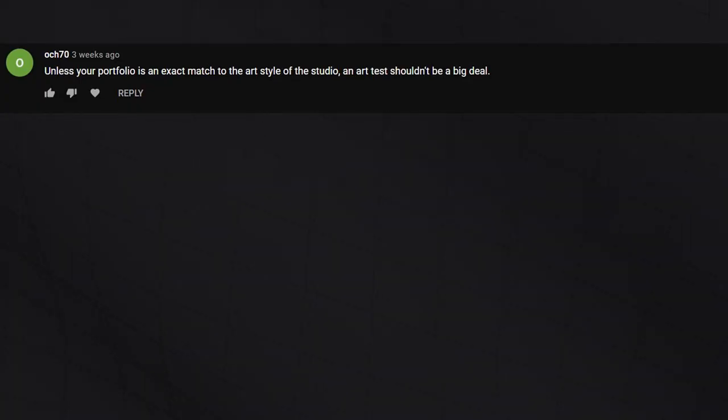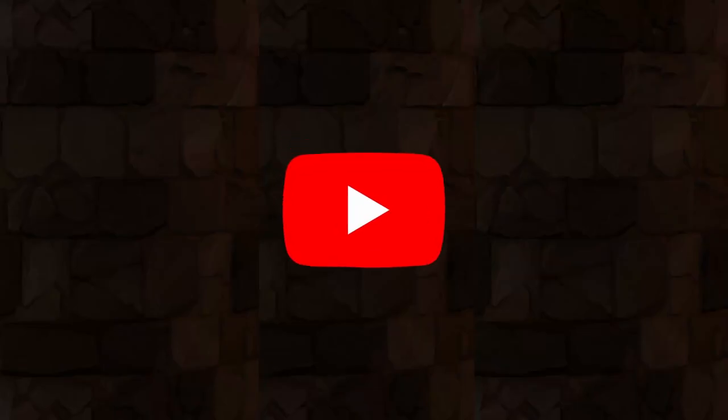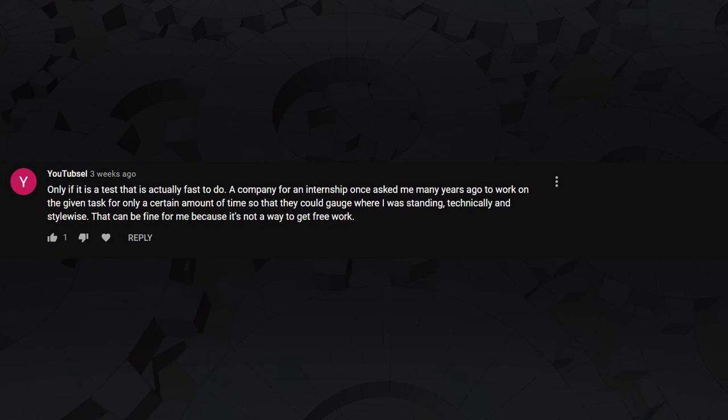Unless your portfolio is an exact match to the art style of the studio, an art test shouldn't be a big deal. Only if it is a test that is actually fast to do. A company for an internship once asked me many years ago to work on the given task for only a certain amount of time so that they could gauge where I was standing, technically and style-wise. That can be fine for me because it's not a way to get free work.